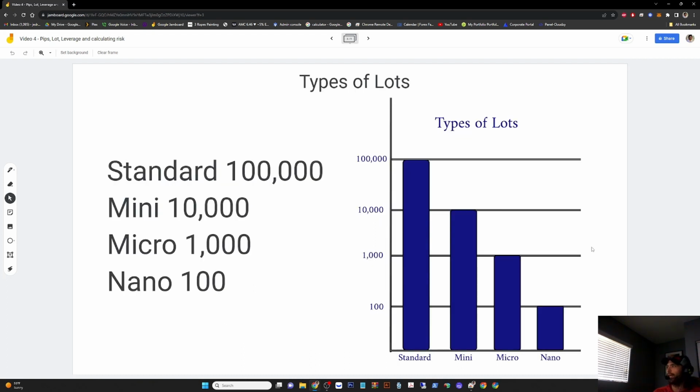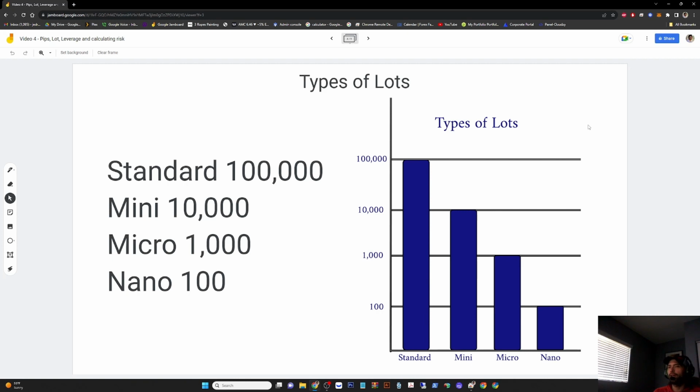There's also standard, mini, micro, and nano lot sizes. We're using the standard lot. I'm not going to go too in depth into this, but when you hear someone say mini lot, you'll understand it's 10,000 currency units and so on.